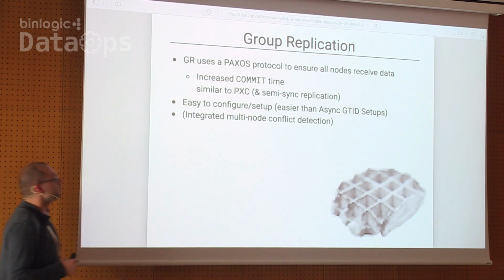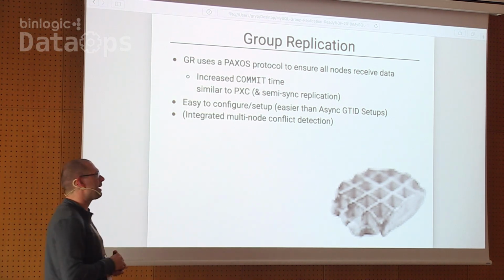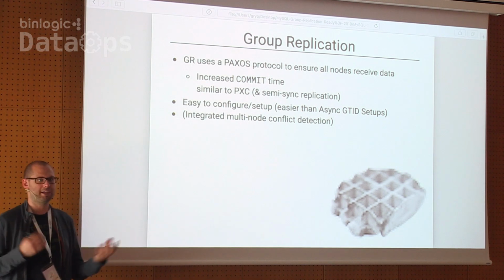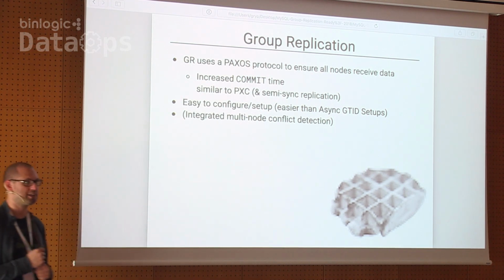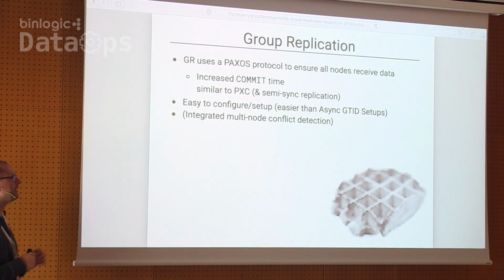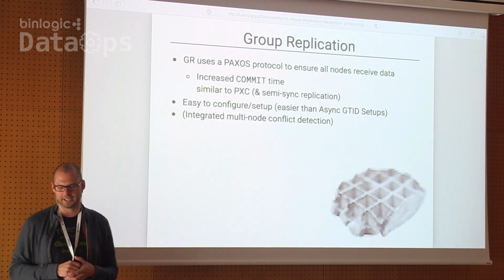What Group Replication uses is a Paxos-like protocol. They call it XCom. It's a multiple-leader Paxos protocol, and it's similar to Mencius, which is one of the Paxos implementations that exist.